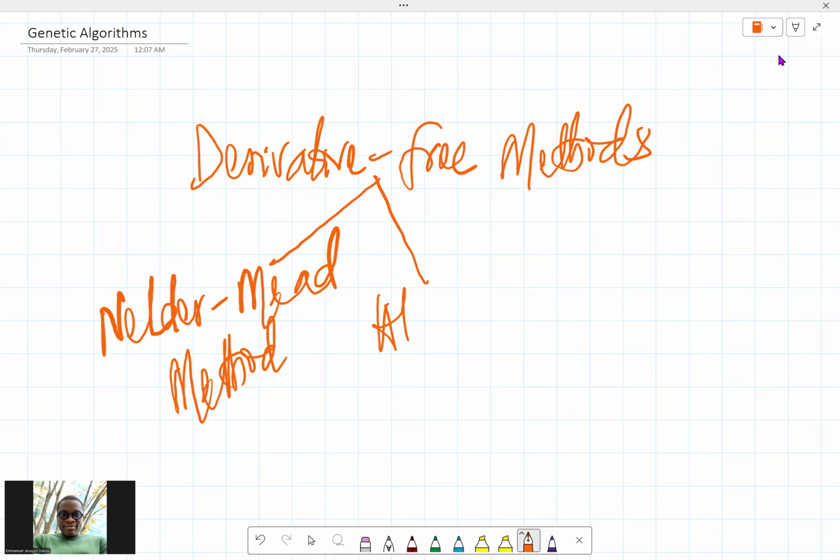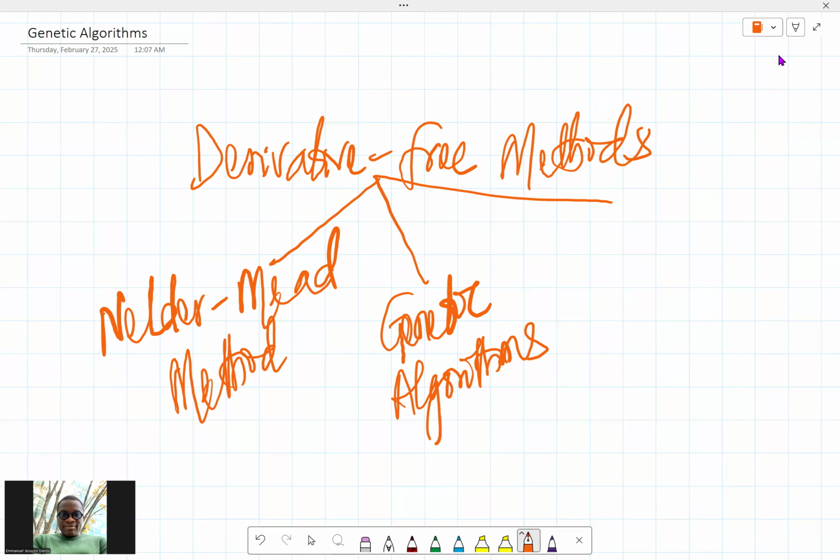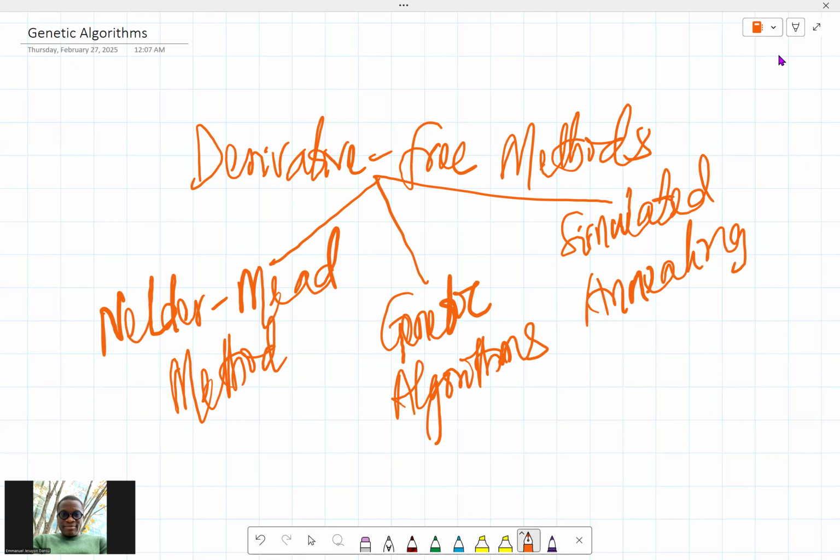The next will be what we know as genetic algorithms. That's based on genetics and biology. And then finally, we have the simulated annealing method. Annealing is a metallurgical idea, right? So now you can see the methods are really interesting. Nelder-Mead is from geometry, genetic algorithms is from biology, and simulated annealing is from metallurgy.